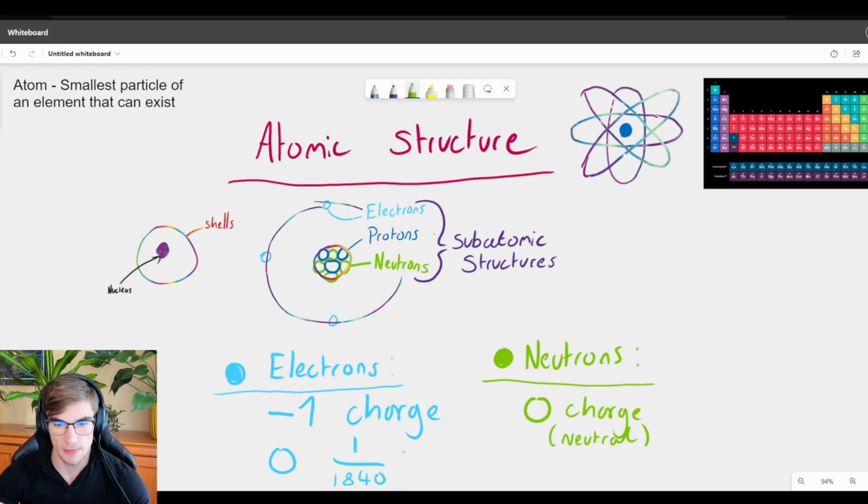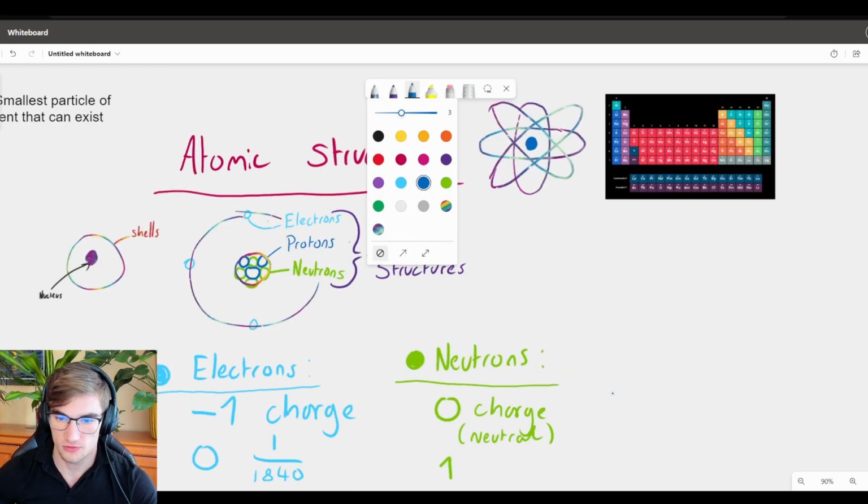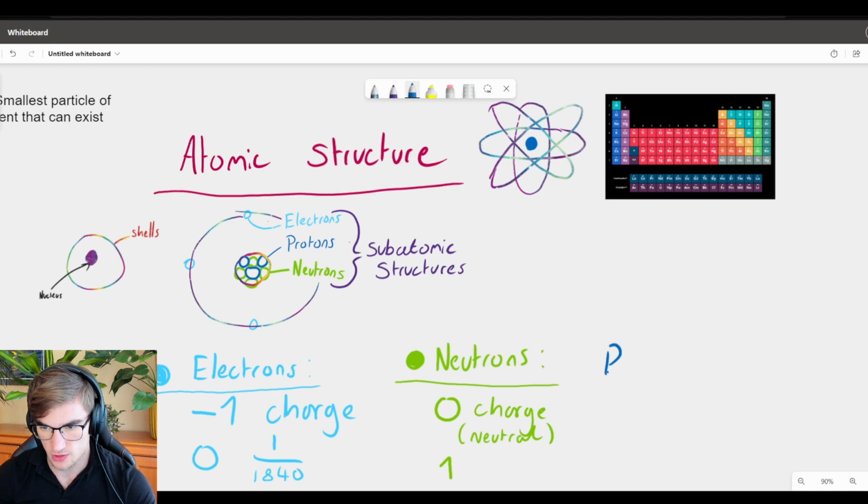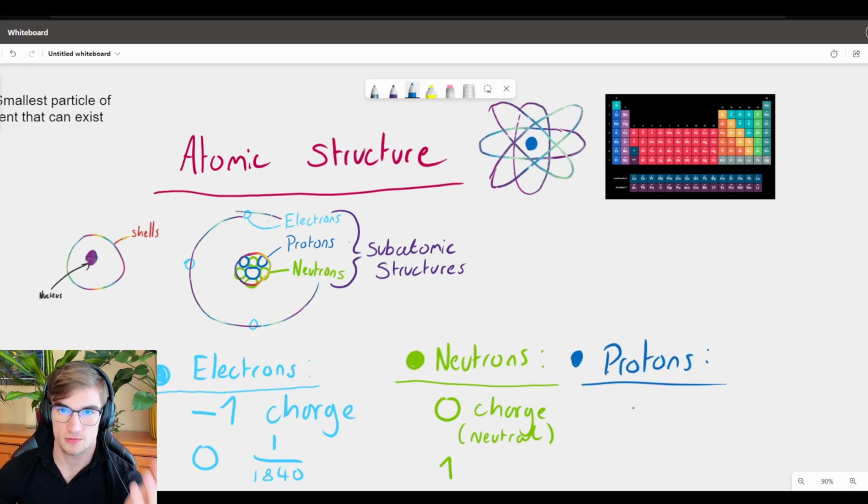However, they do have a mass. Unlike electrons, which have negligible mass, the neutrons have a relative mass of 1. All right, that's all we need to know. 1, that's the mass. And finally, we have protons. And protons are positive. It's kind of in the name as well, right? So they have a positive charge, so +1 charge. And they also have a relative atomic mass of 1.